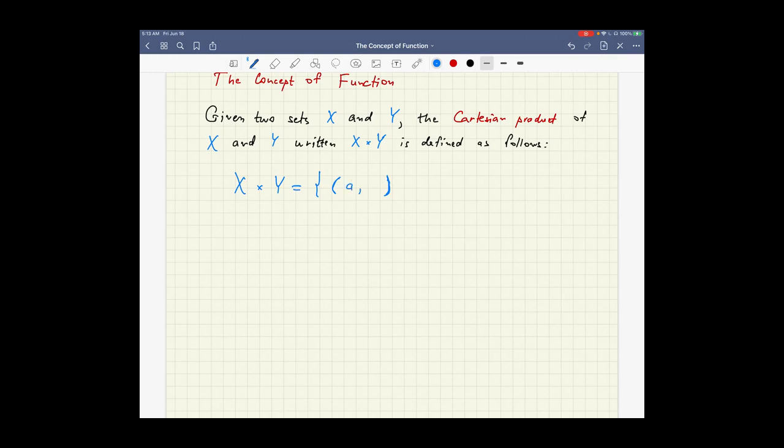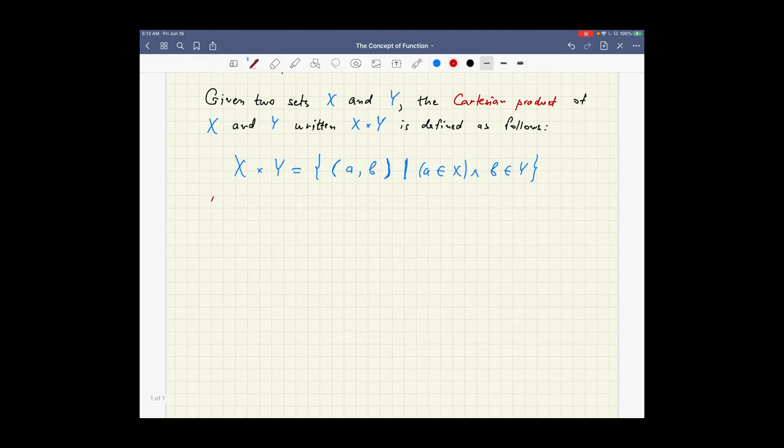We can write A comma B, where A is in X and B is in Y. So the first coordinate comes from the first set, X is the first set, and the second coordinate comes from the second set. It should be clear immediately from here that in general, X cross Y is not the same as Y cross X.